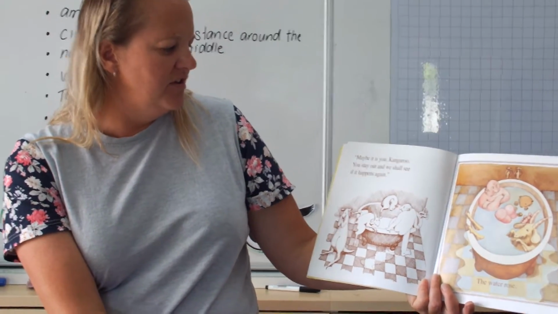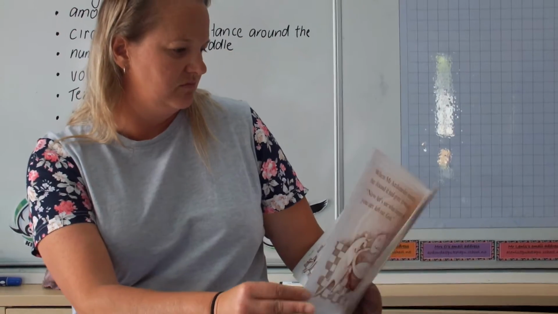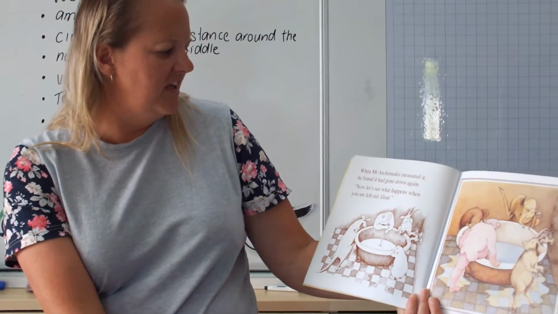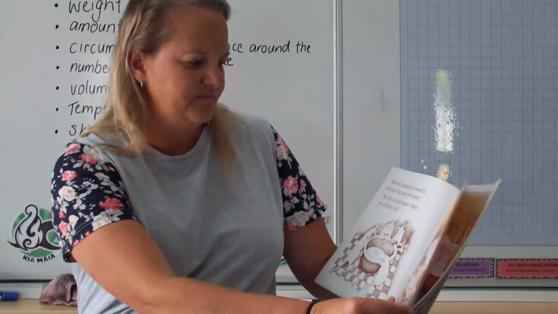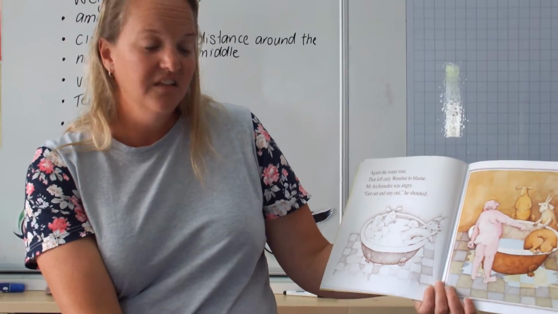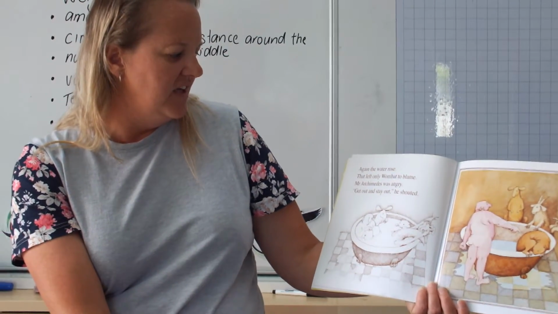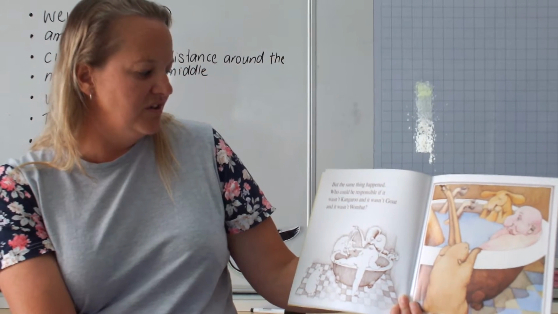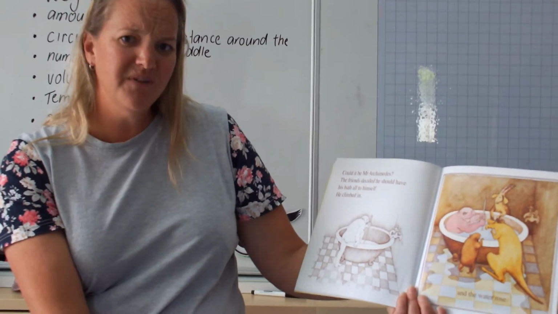Maybe it's you, kangaroo. You stay out and we shall see if it happens again. And the water rose. When Mr. Archimedes measured it, he found it had gone down again. Now let's see what happens when you are left out, goat. Again, the water rose. That left only Wombat to blame. Mr. Archimedes was angry. Get out and stay out, he shouted. But the same thing happened. Who could be responsible if it wasn't kangaroo, and it wasn't goat, and it wasn't wombat? Could it be Mr. Archimedes?